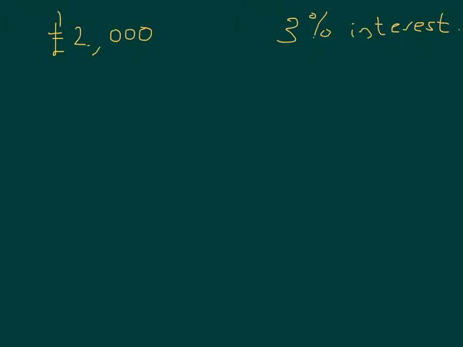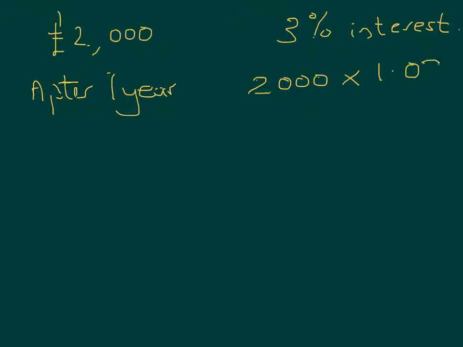So after 1 year, having real problems writing with this new pen. Here we go. After 1 year, well, I'll have £2,000 plus I've got 3% increase. So that's like saying an increase of 3%. Well, we know from what we did before that that's 1.03. Okay, and I could put that into my calculator and work it out, and that's what I'd have after 1 year. Now, let's have a look what happens after 2 years.